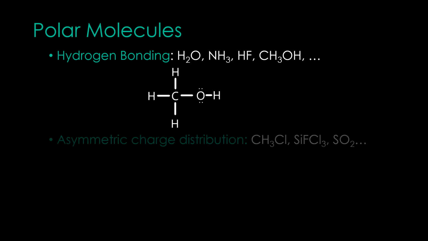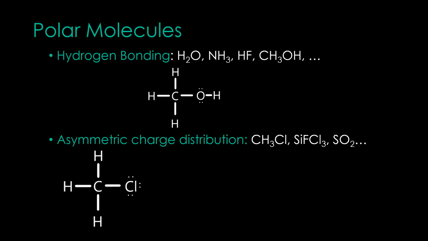If the compound you're looking at has an asymmetric charge distribution, then it is a polar molecule. The compound methyl chloride has 3 hydrogen atoms and 1 chlorine atom bonded to the central carbon. Since carbon is not bonded to identical terminal atoms, there is an asymmetric charge distribution in which most of the electrons will be concentrated around the chlorine, as it is the most electronegative element in the compound. This makes the compound polar.